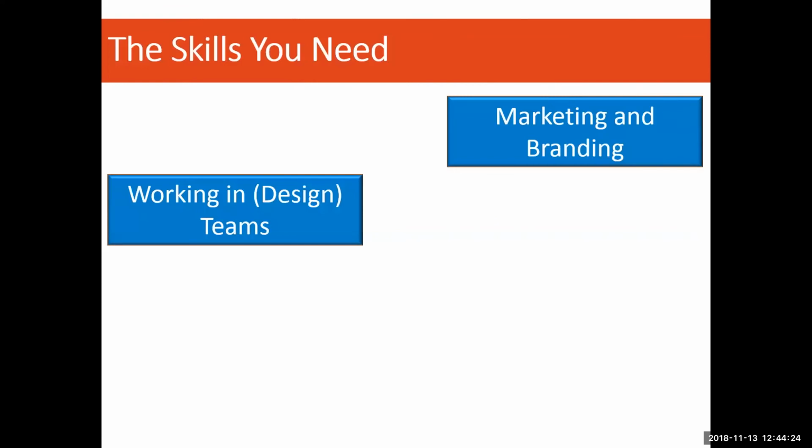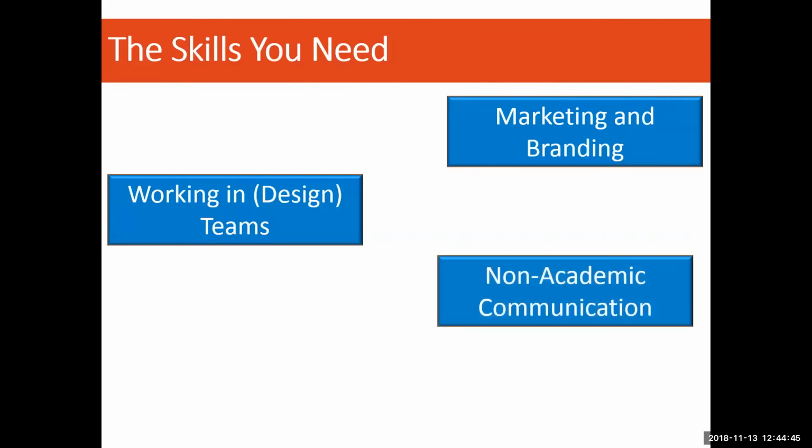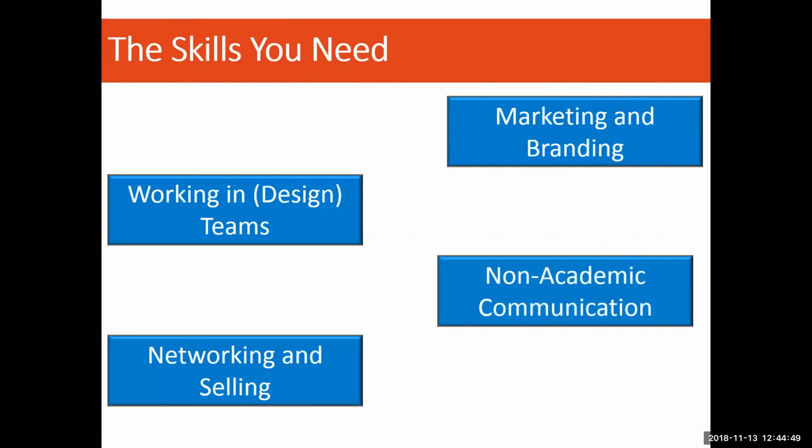One of my advisors, a PhD student, used the term social brokering. That's something we're very good at usually as sociologists. We can occupy liminal spaces in between groups and bring people together because we can translate across broad stakeholder spaces, especially as ethnographers. And so working in design teams is an important skill. How do we communicate to non-academic audiences? And also networking and selling.